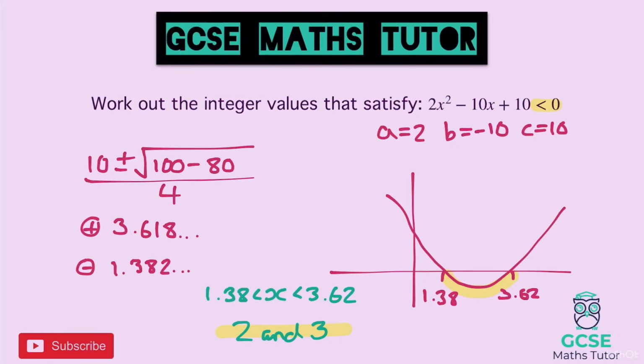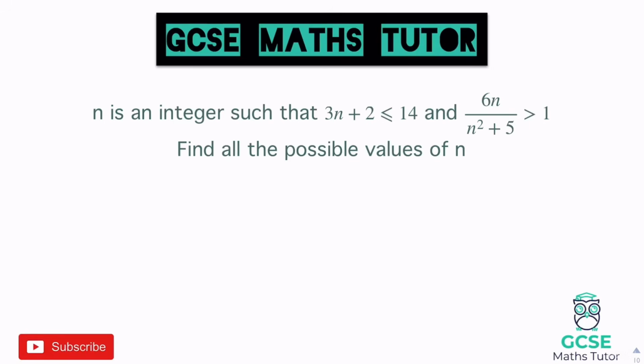Right, I've got one more question to have a look at before we finish. Okay, so this question says n is an integer, so a whole number, such that 3n plus 2 is less than or equal to 14, and 6n over n squared plus 5 is greater than 1. Find all the possible values of n. So we've got two inequalities to have a look at here. So I am going to go over this, but pause the video, see if you can get somewhere with it, see if you can solve anything, see what you can make of it, and we'll go over the answers in a sec.